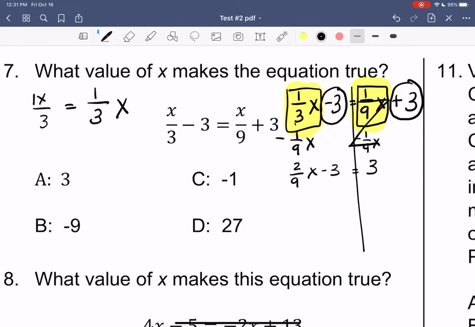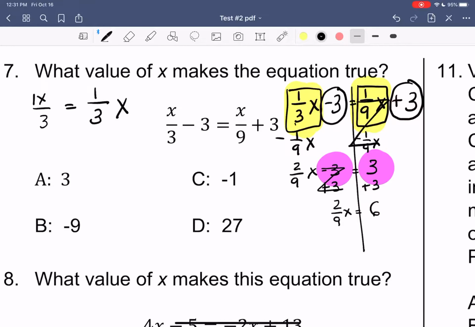All right, now we are looking at our constant. So we have a negative 3 and a 3, both on different sides of the equal sign. So we're going to move our 3 because that was a negative and a positive. So now on the left we have 2 over 9x equals 3 plus 3, which is 6.